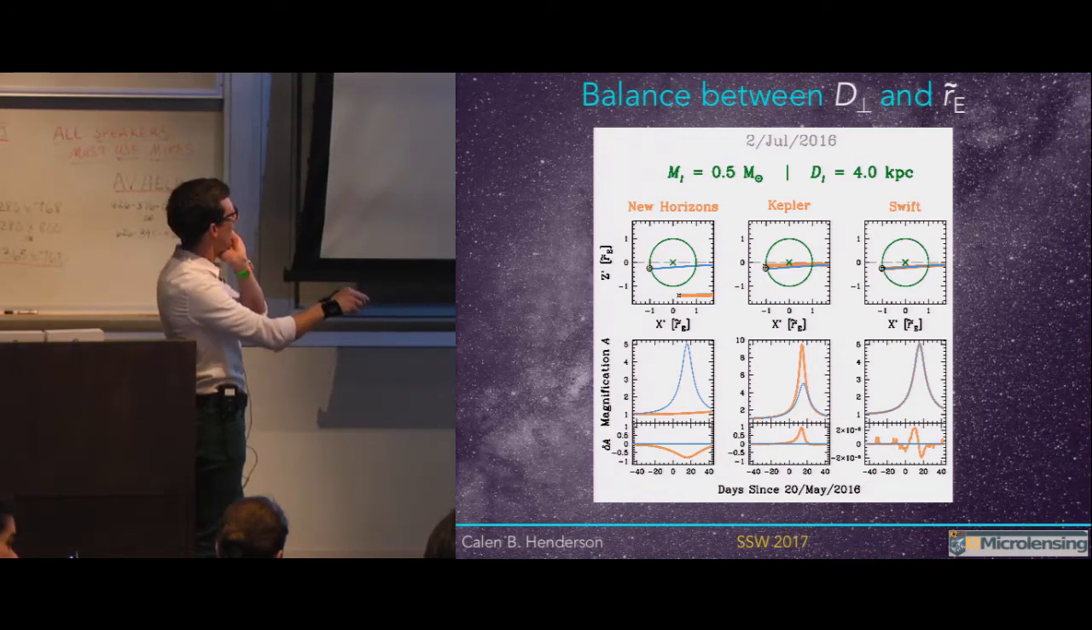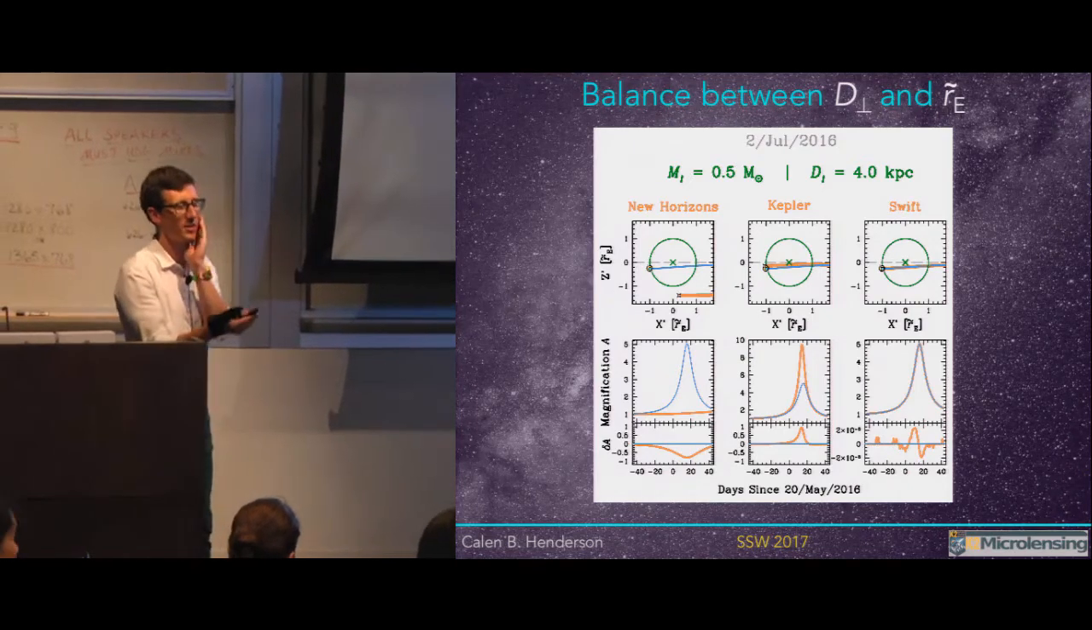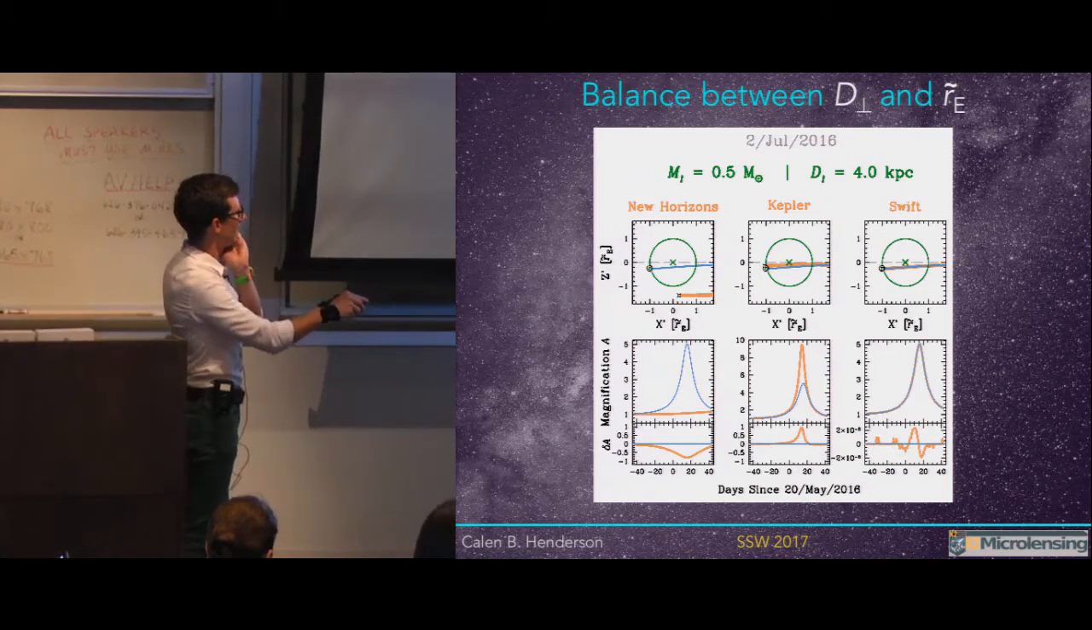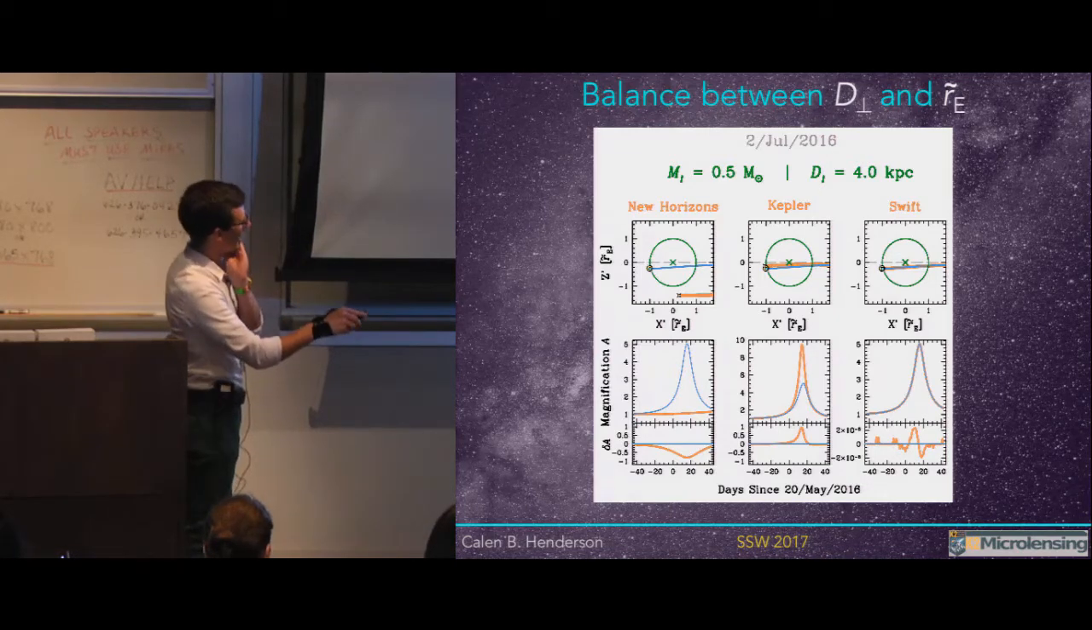moderate-ish magnification, and New Horizons, because its projected separation is sufficiently large compared to the physical projection of the Einstein radius, is not seeing hugely significant magnification. And then I'm showing the fractional difference between the two here. So the Earth light curve will always be at 0. Let's jump over to Swift next.